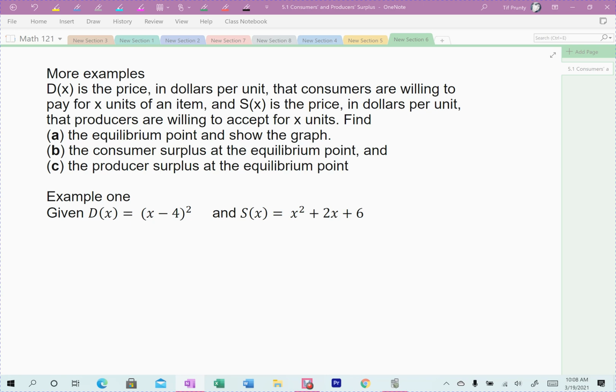I want to see the formula with the integral symbols for consumer surplus and producer surplus, and then the rest of it you can find all on the graphing calculator. You can find the equilibrium point on the graphing calculator. You can find the area under the curve on the graphing calculator. I just want to see the setup.